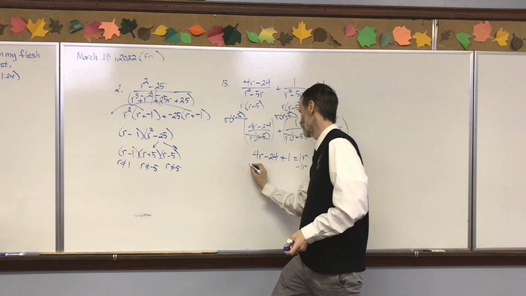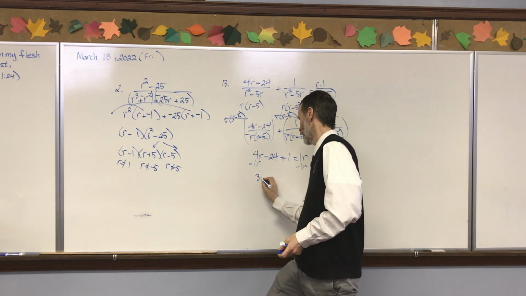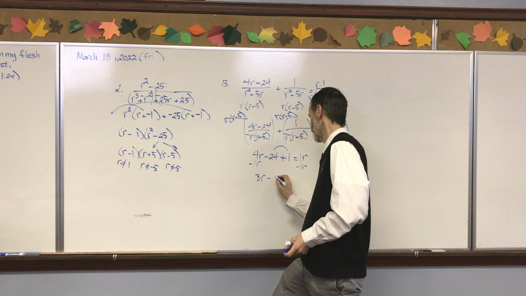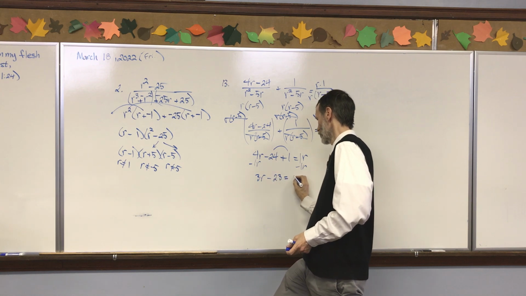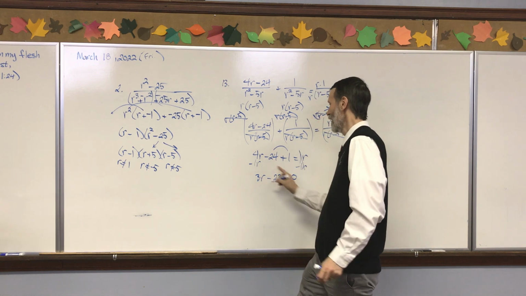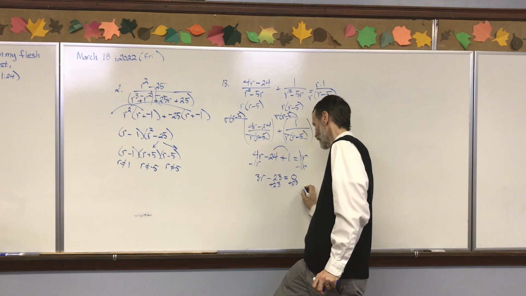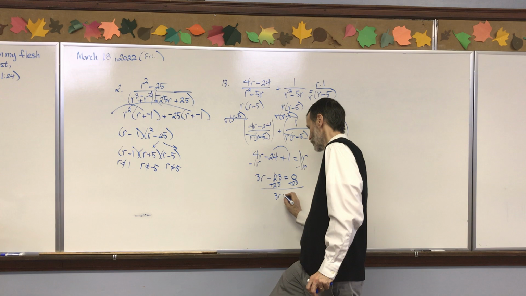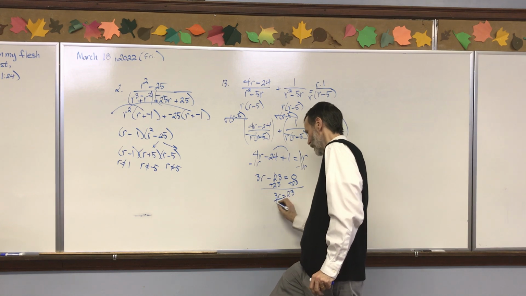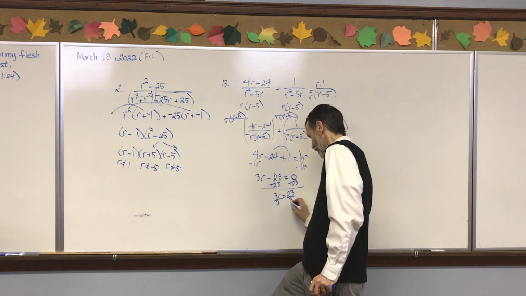Subtract 1r from both sides. You get 3r, I'm going to combine these, minus 23 equals 0, because these cancel. Now it's a regular algebra problem. Add 23 to both sides. 3r equals 23. Divide by 3. R equals 23 thirds.